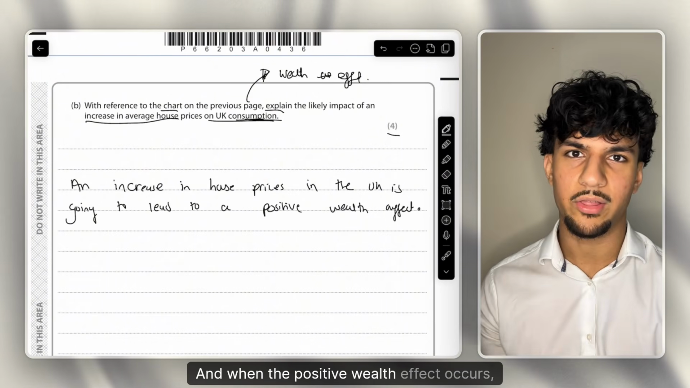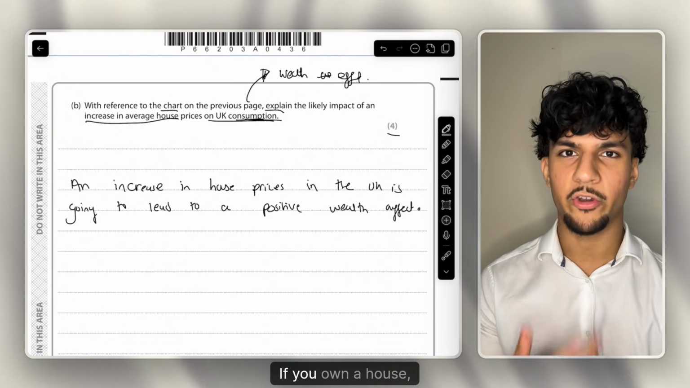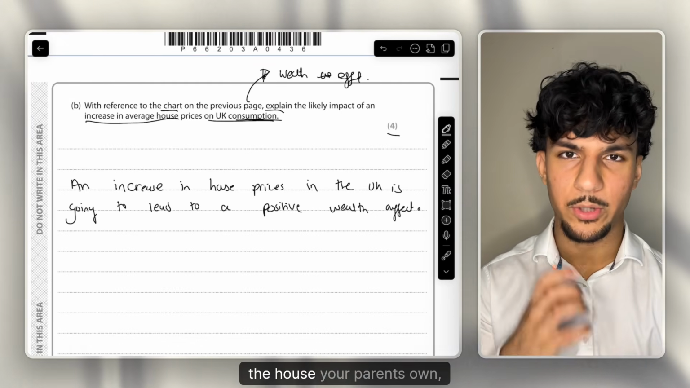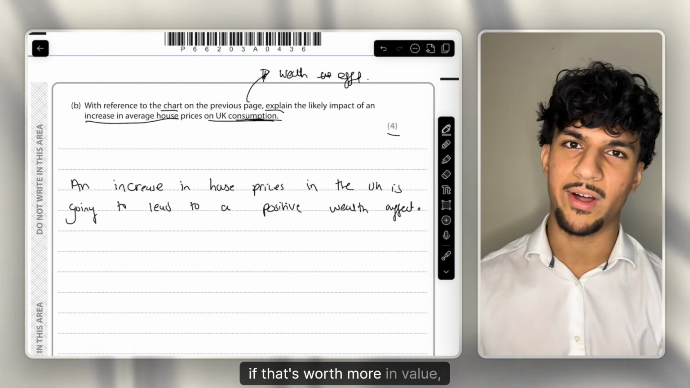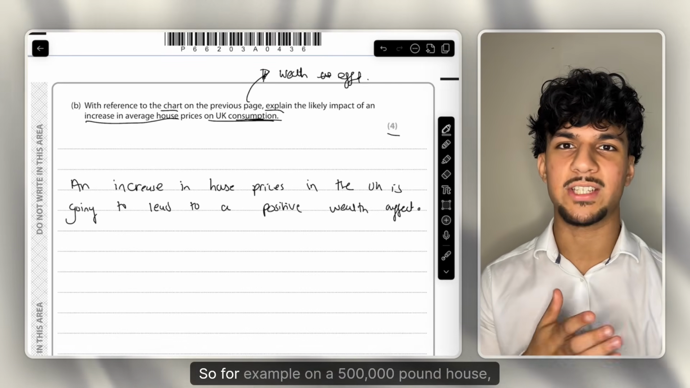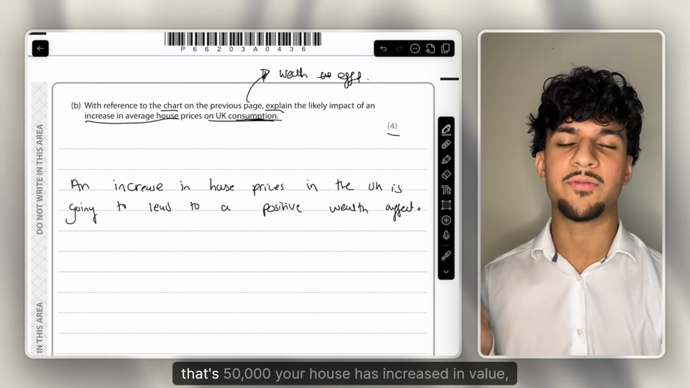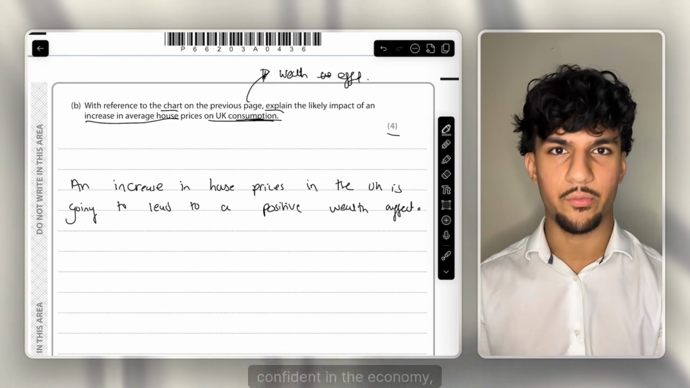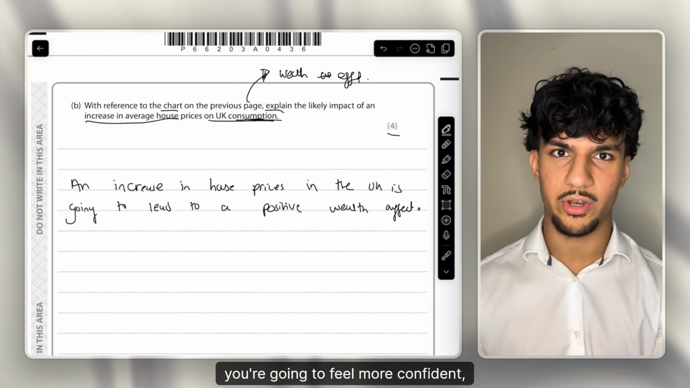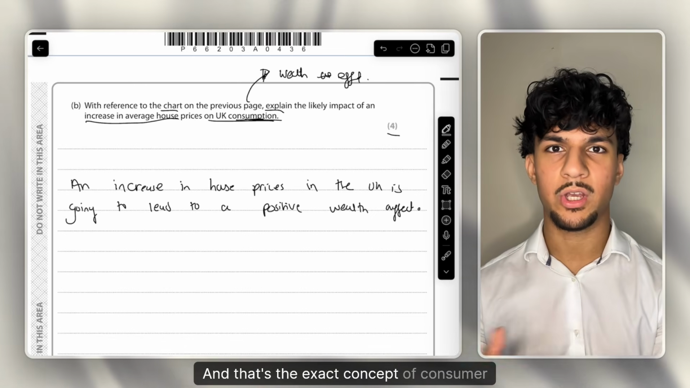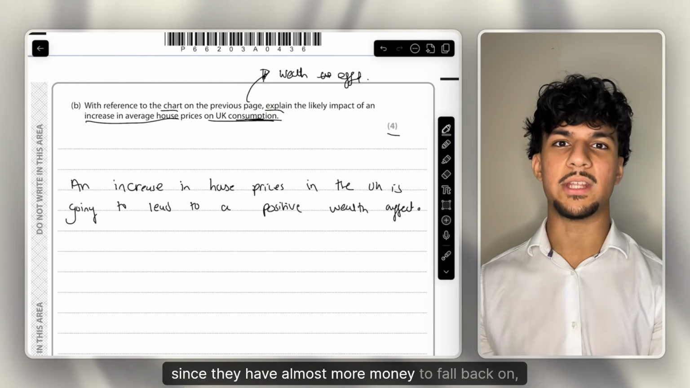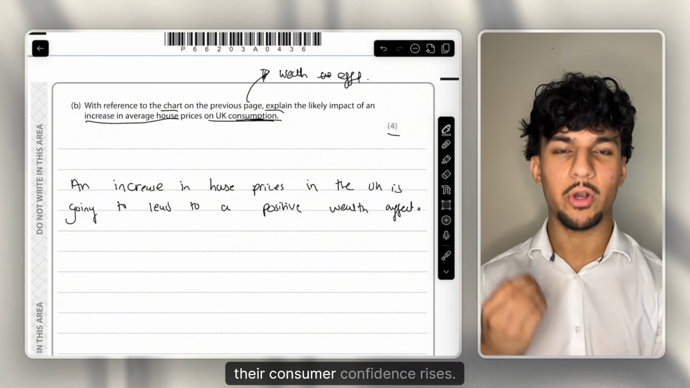And when the positive wealth effect occurs, let's think about it. If you own a house, I know it might not be very realistic for you, but let's think about your parents. The house your parents own, if that's worth more in value, if it goes up by like 10%, so for example, on a £500,000 house, that's 50,000, your house has increased in value. Are you going to feel more confident or less confident in the economy? You're going to feel more confident. And that's the exact concept of consumer confidence. When consumers' assets rise, since they have almost more money to fall back on, their consumer confidence rises.